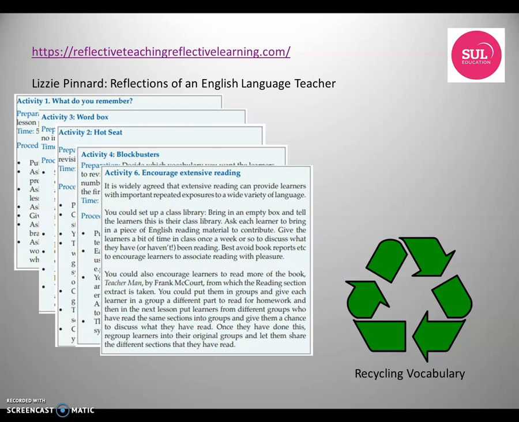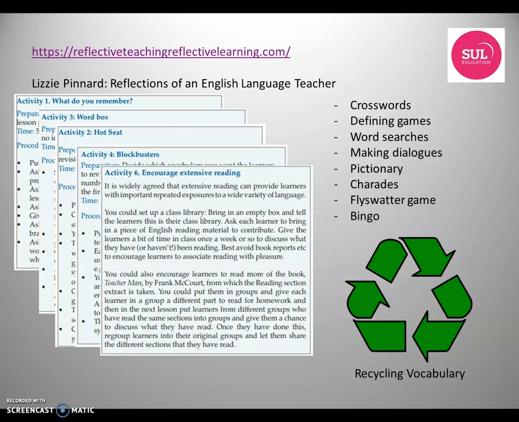Rewind this video and have a look in a bit more detail at these activities. See if anything interests you. Of course, we can use crosswords. We can use definition games where two lines are at the board. I give a definition of a word. It's a place where young people come to learn, and the word is school.